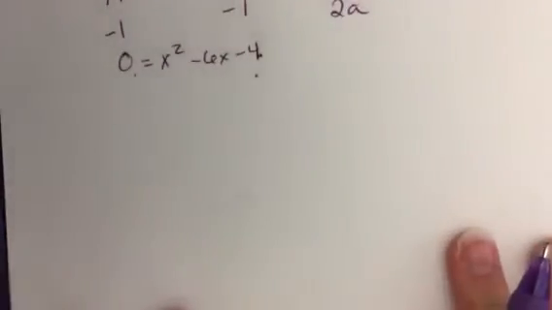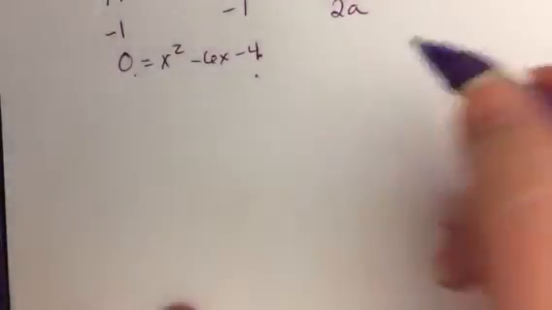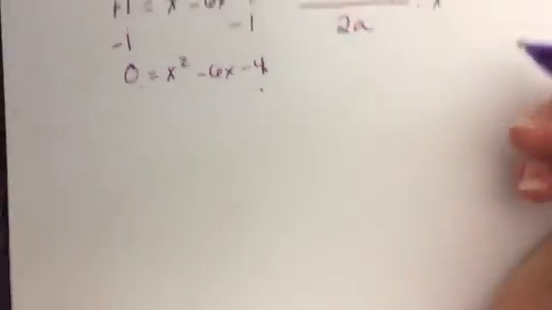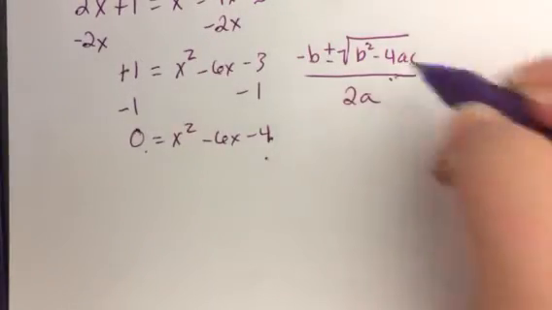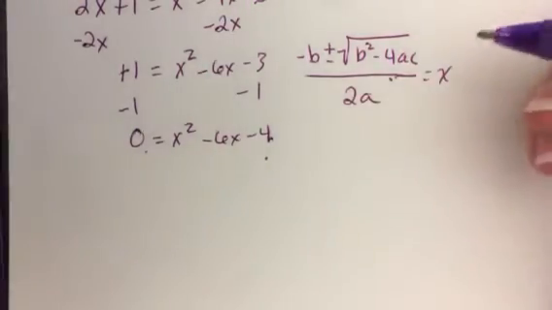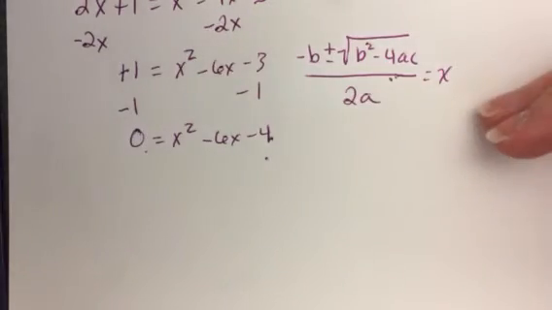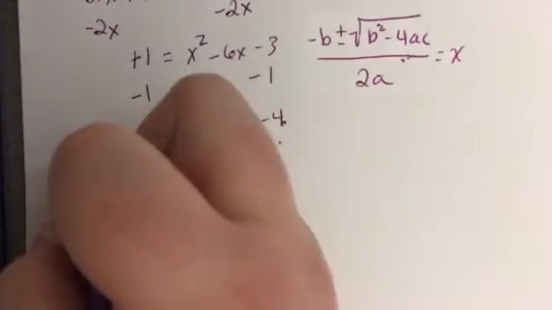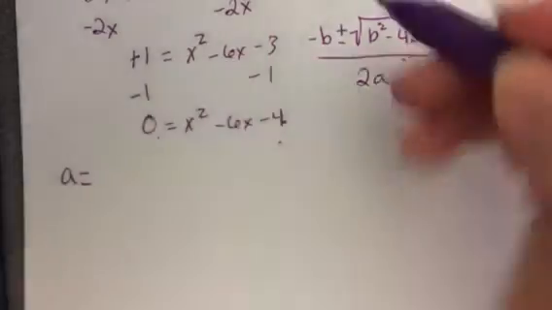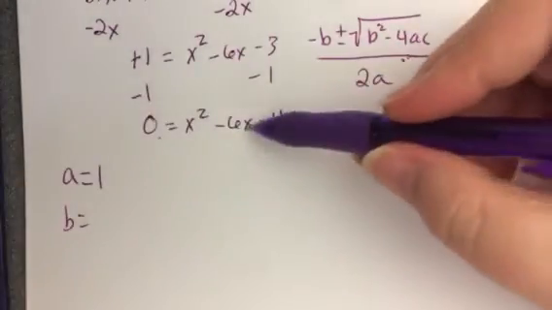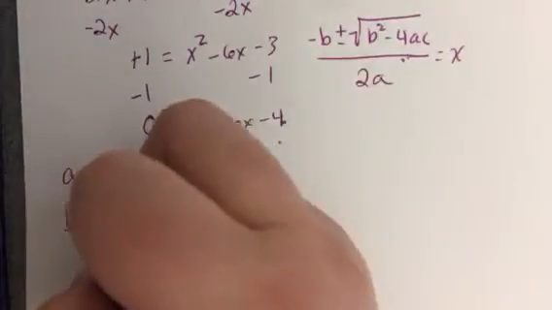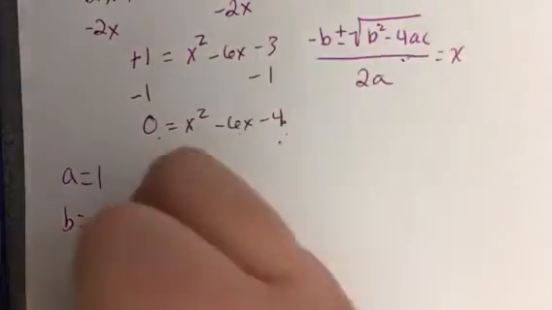Now, all I have to do is identify my a, my b, and my c, and substitute them into my quadratic formula. Okay, and again, we're looking for the x values of the intersection points. Okay, so in this case, my a is 1. My b value for my new equation is negative 6. My c value is negative 4.